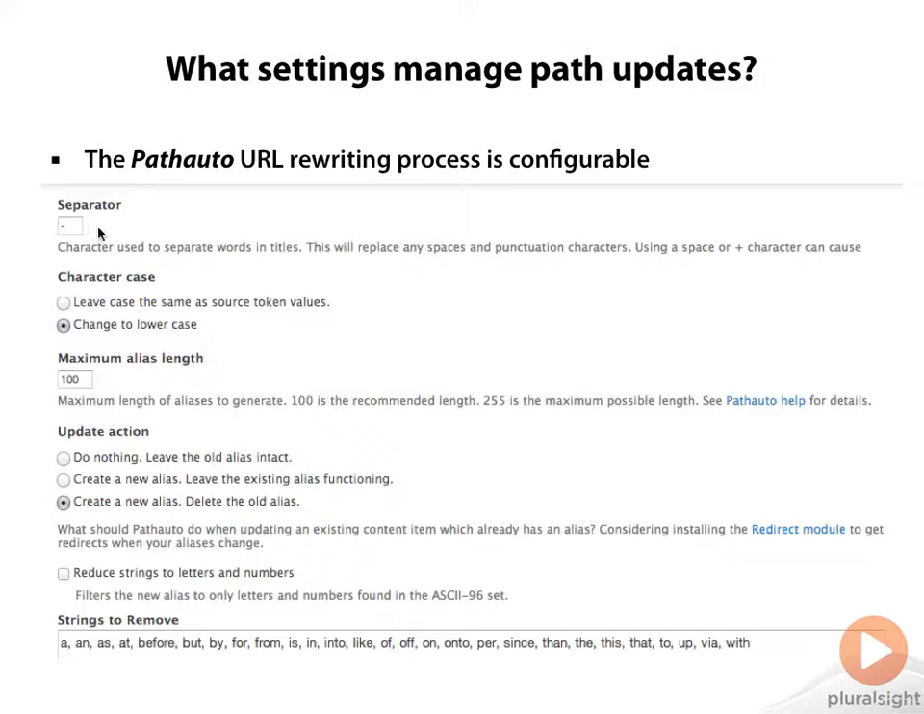For example, you can control the separator, the case of the characters, maximum length. You can have certain strings removed. And you can also reduce strings to letters and numbers to help account for foreign characters. You can also control what happens when you update aliases. Should the old aliases be removed, or should they be left functioning? All of that can contribute to usability.